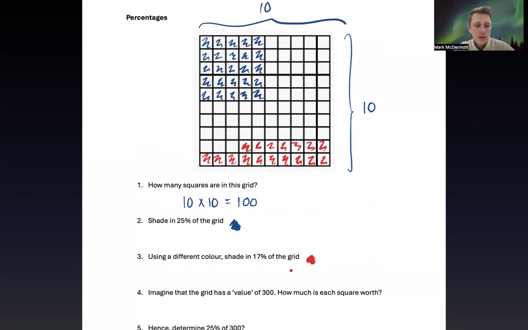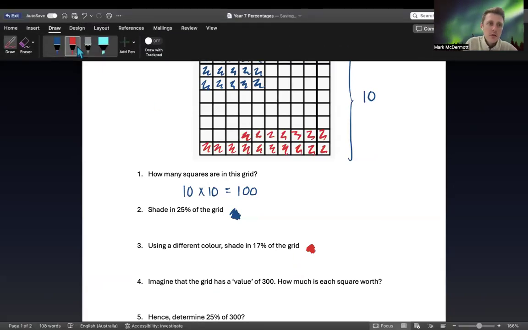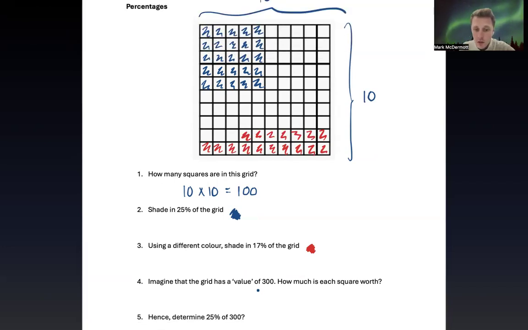Okay, now it's getting a little bit trickier. It says imagine that the grid has a value of 300. Okay, so for whatever this grid represents, maybe it's a chocolate bar worth $300. So how much is each square worth? Well, if we know that the overall value is 300, and we know there's 100 of them, if we take that $300 and share that evenly into the 100 pieces, so we divide it by 100, hopefully you would agree, we would get 3. So each individual square is worth 3.